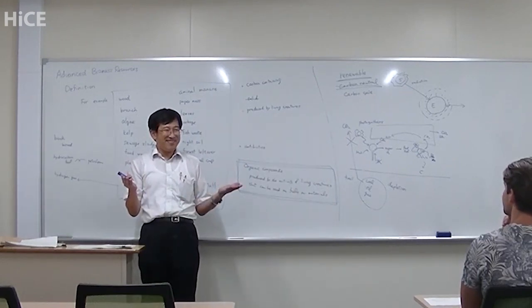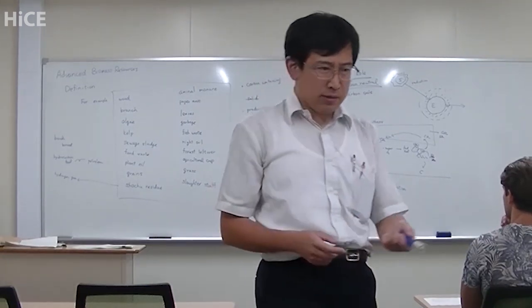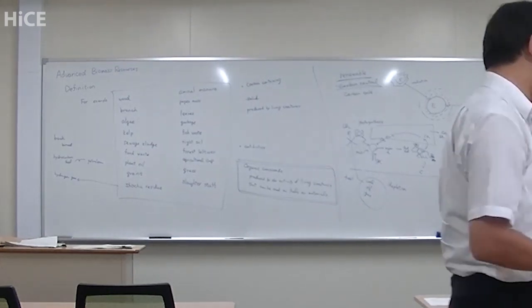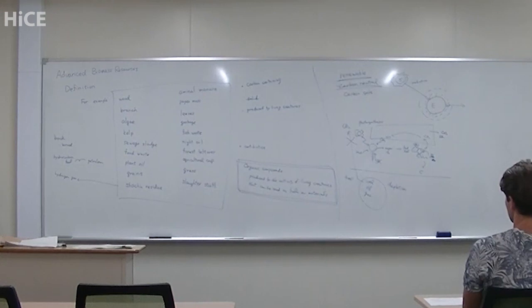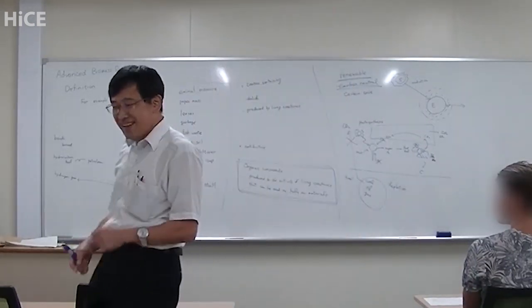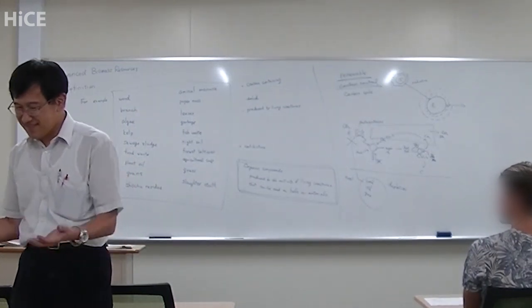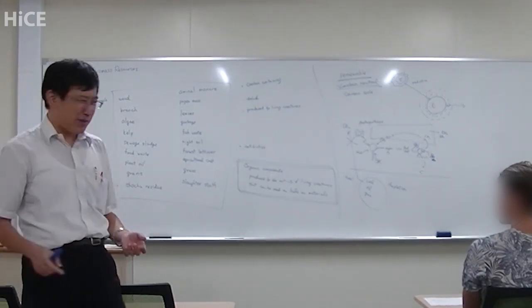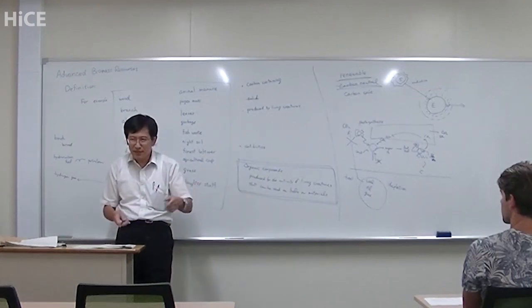So now you know what is biomass. Let's try. What is biomass? No! What is biomass? Organic compounds. Organic compounds? Renewable material? No! Now you remember. What is biomass? A large amount of organic compounds produced by living creatures. These are organic compounds produced by the activity of living creatures that can be used as fuels or materials. Remember? Okay.